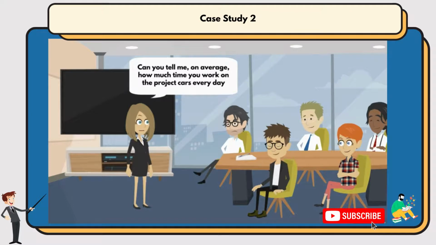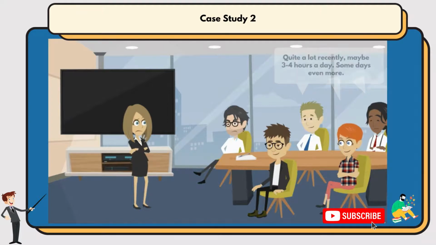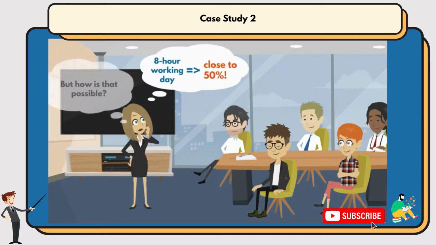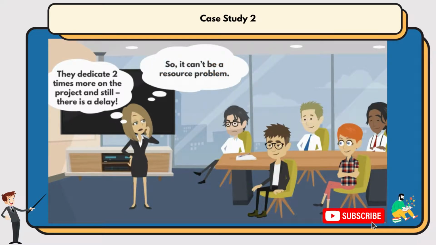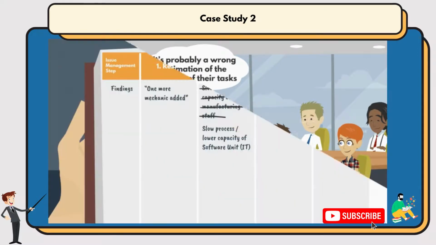They respond in unison. Quite a lot recently, maybe 3-4 hours a day, some days even more. Ray quickly calculates. Out of an 8-hour working day, this is close to 50%. But how is that possible? They dedicate 2 times more on the project and still there's a delay. So it can't be a resource problem. So it's probably a wrong estimation of the duration of their tasks.